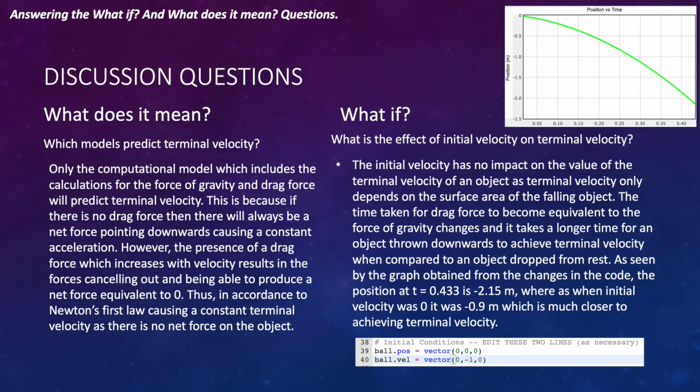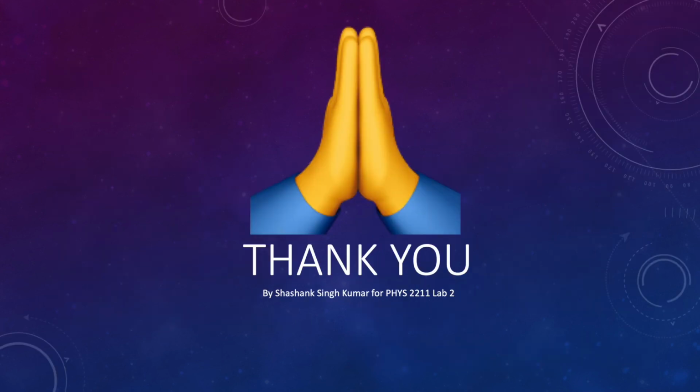As seen by the graph obtained from the changes in the code, the position at t equal to 0.433 seconds is minus 2.15 meters, whereas when initial velocity was 0, it was minus 0.9 meters, which is much closer to achieving terminal velocity. The changes in the code displayed and the corresponding graph produced prove the same. Thank you for listening, and I hope this presentation was useful.